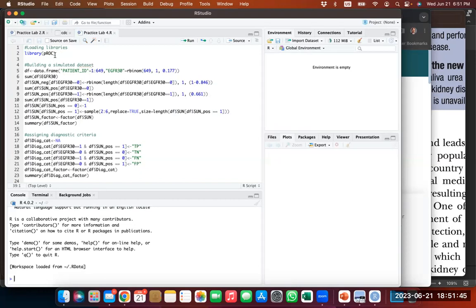First of all, there is an absolutely fabulous way of quantifying diagnostic performance. It's called a receiver operating characteristics curve. And we're going to do this today. We're going to do a ROC curve.